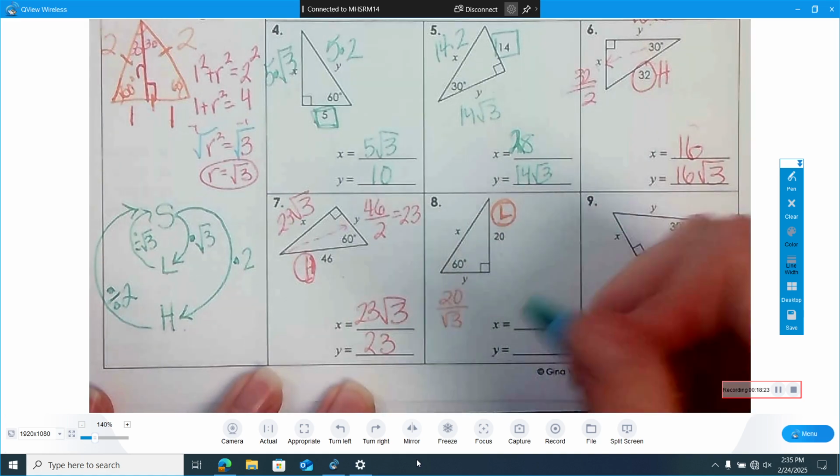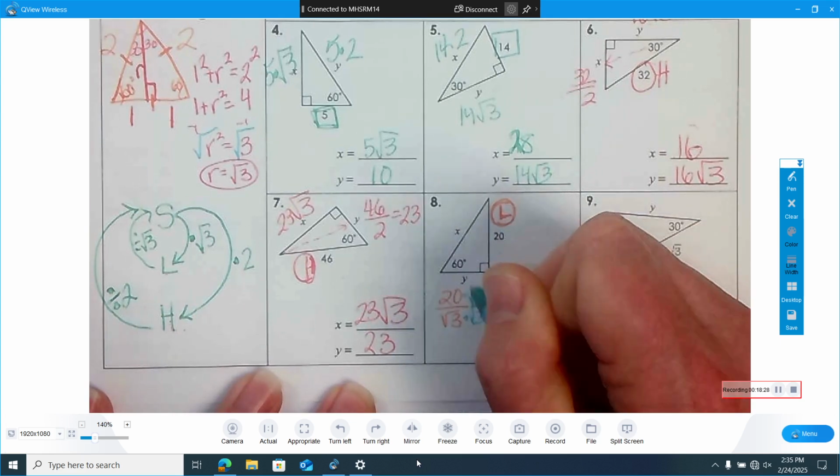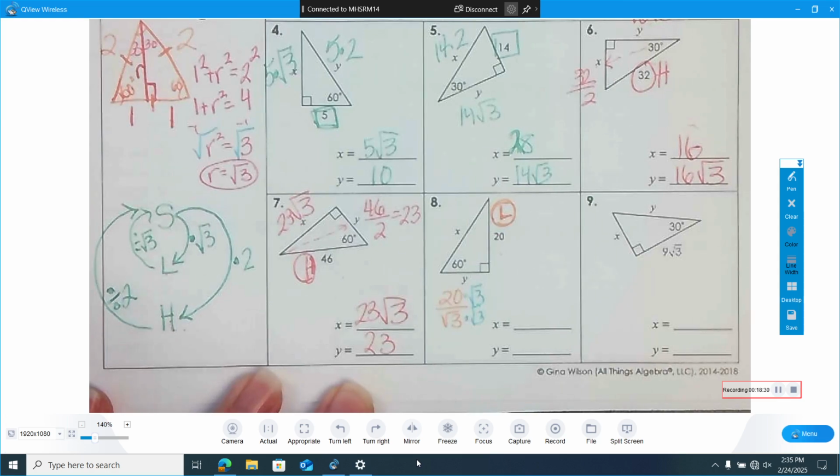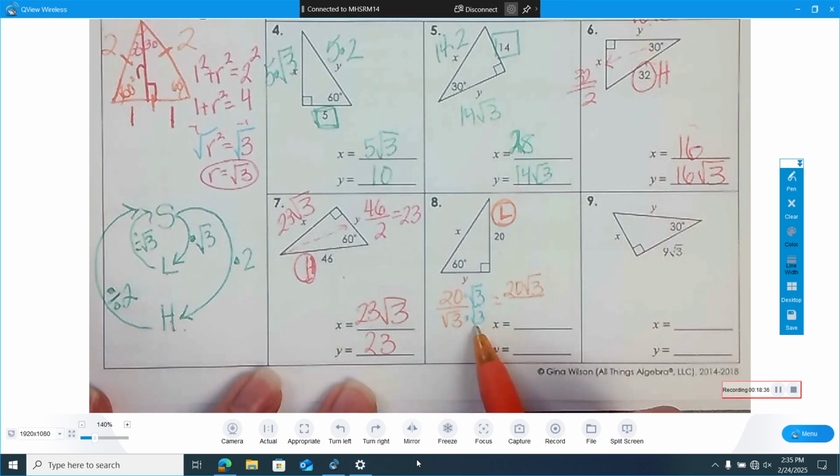Rationalize. So what are we going to multiply by? Radical 3, top and bottom. So the top is easy, that's just 20 radical 3. What's radical 3 times radical 3? Radical 9, which is 3.